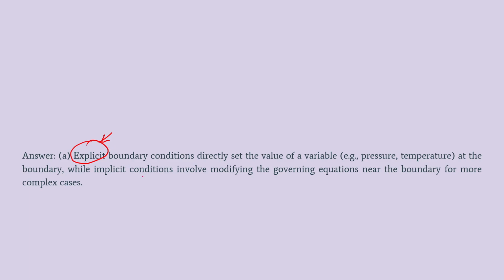Whereas in implicit boundary conditions, we need to model some partial differential equations or governing equations at the boundary, and then we have to discretize the same. So first, in implicit, we have to convert the physical boundary condition to a partial differential equation, then we will have to discretize it.